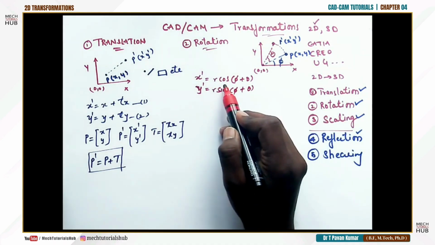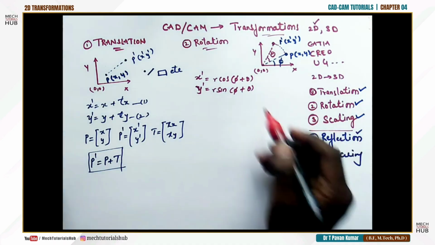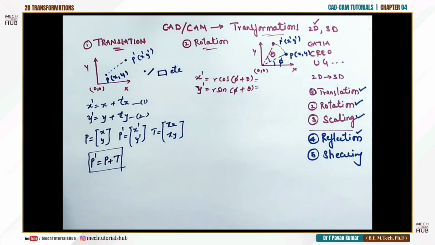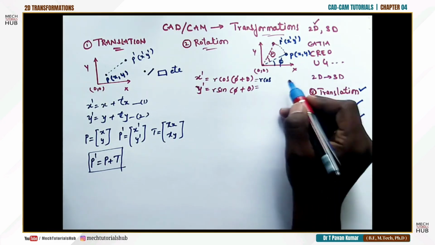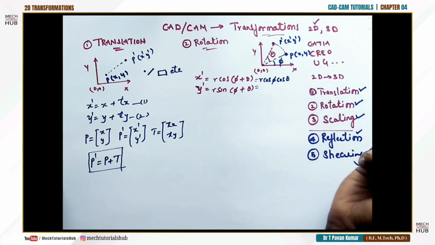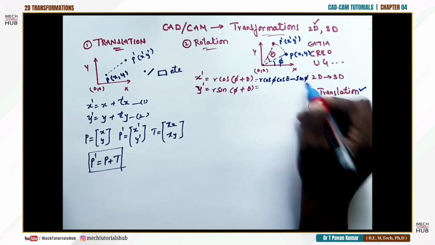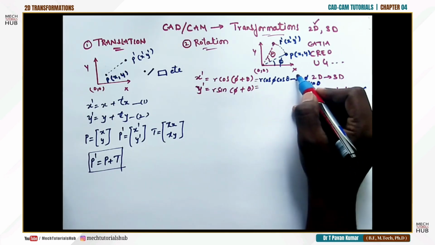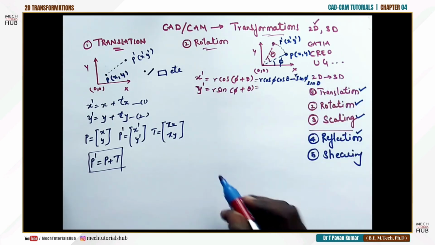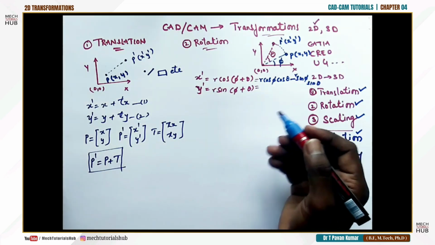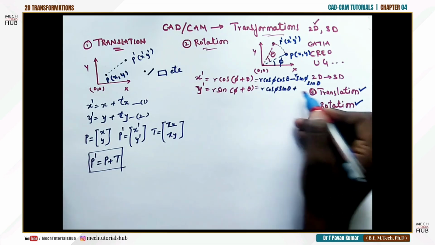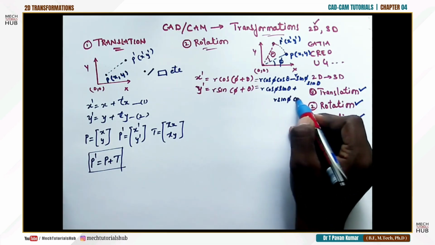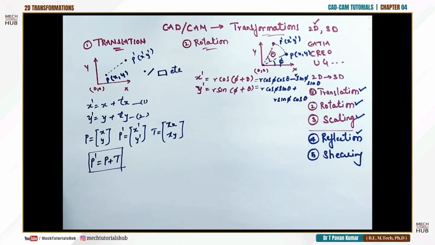Let us consider this as cos(a plus b), sin(a plus b). If it is cos(a plus b), what would be the formula? Cos a cos b minus sin a sin b. So r cos(phi plus theta) is r cos phi cos theta minus sin phi sin theta. Here also we need to show r; r is common for both the things. Similarly sin(a plus b) is cos a sin b plus sin a cos b, so r cos phi sin theta plus r sin phi cos theta. This is the formula: cos a cos b minus sin a sin b, cos a sin b plus sin a cos b.